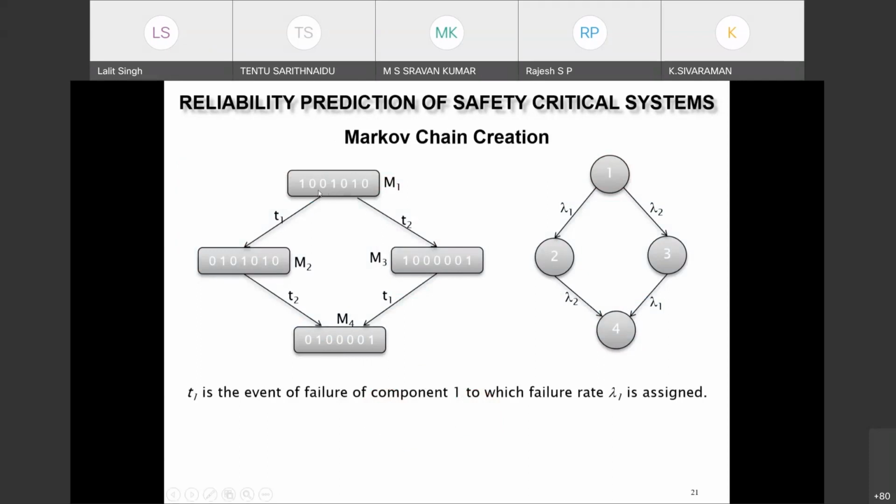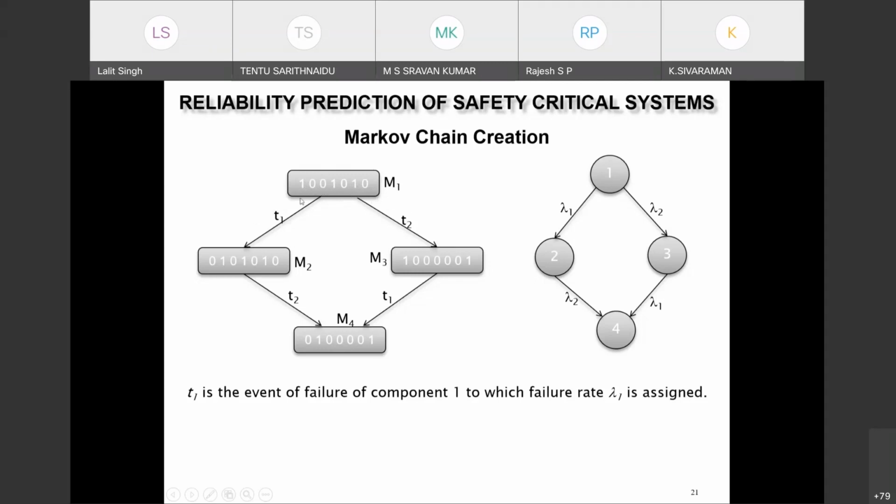So suppose there is a random Petri net figure which contains 7 places and having the tokens like this: 1 0 0 1 0 1 0, and this is representing the state. Sometimes the state is also known as marking, so I'm representing it by M1.